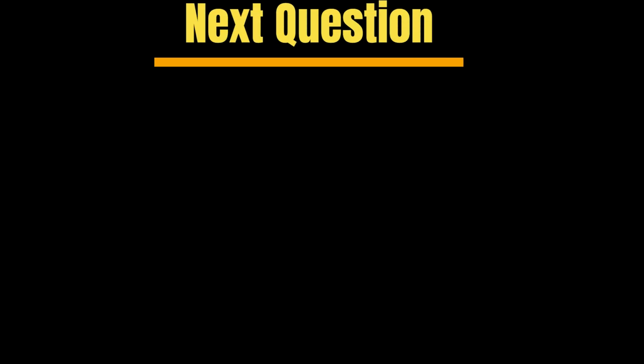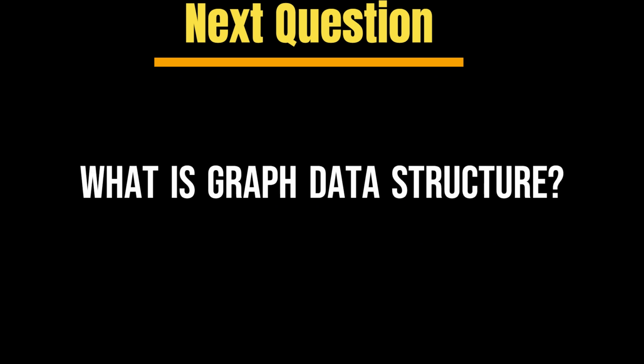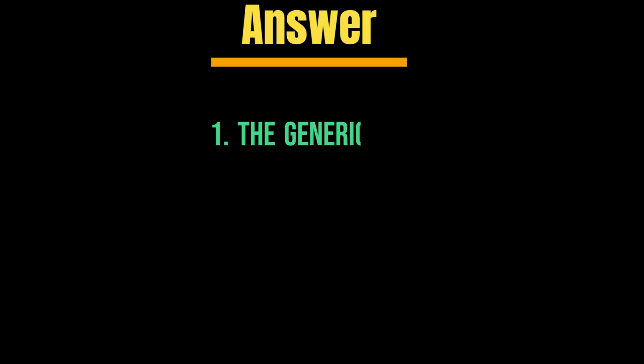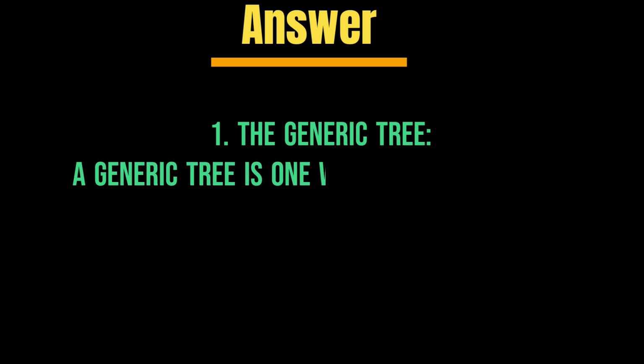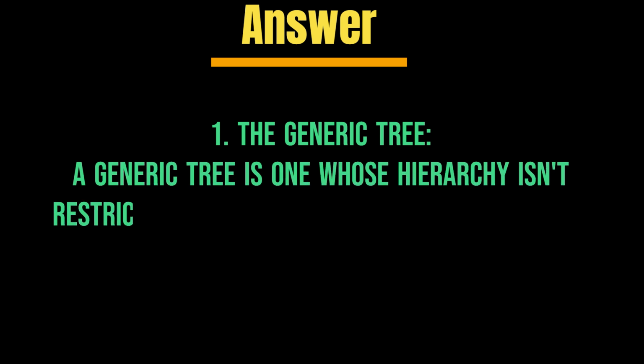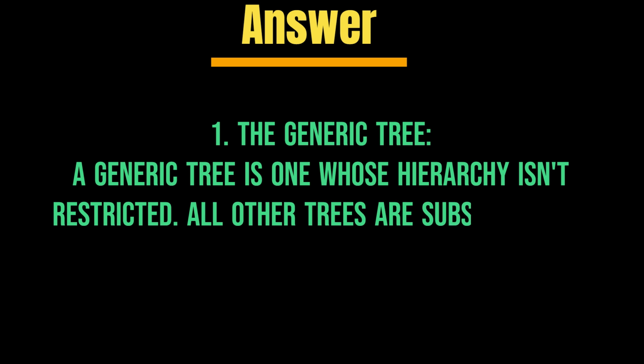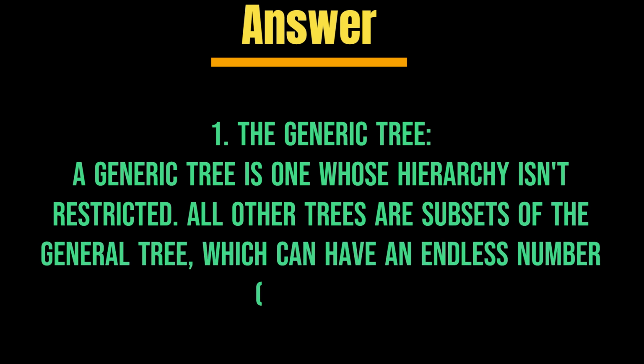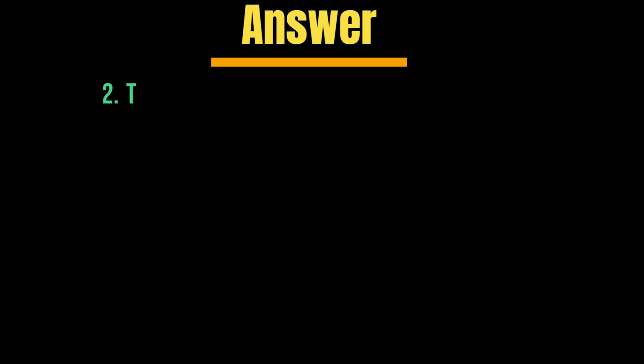Next question is: what are the different kinds of trees? Answer. Here are the types of trees in a data structure. 1. The generic tree. A generic tree is one whose hierarchy isn't restricted. All other trees are subsets of the general tree, which can have an endless number of progeny. 2. The binary tree.